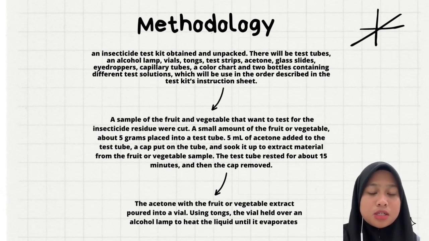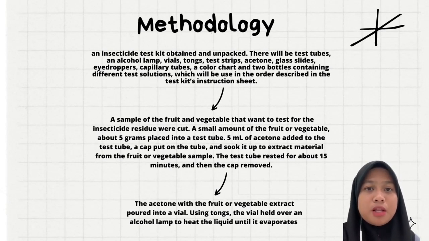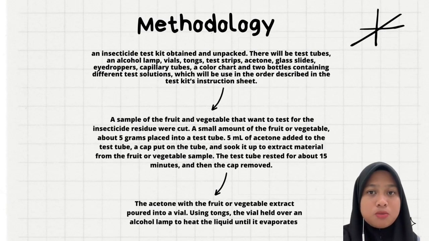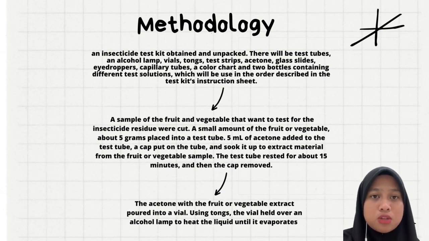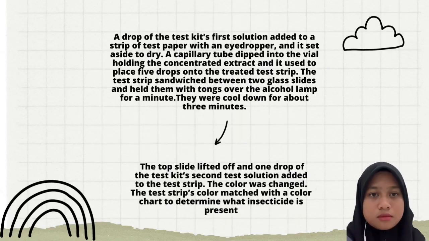Next, a sample of the fruit and vegetable that we want to test for insecticide residue is cut. A small amount of the fruit and vegetable, about 5 grams, is placed into a test tube. 5 ml of acetone is added to the test tube, and a cap is put on the tube and shaken to extract material from the fruit and vegetable sample. Next, the acetone extract of the fruit or vegetable is poured into a vial. Using tongs, the vial is held over an alcohol lamp to heat the liquid until it evaporates.